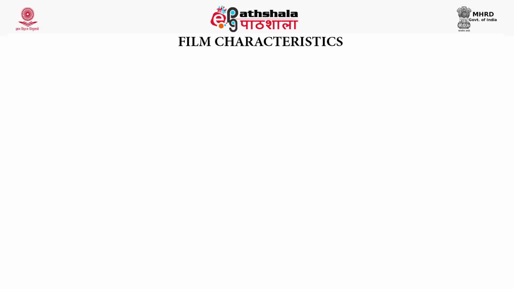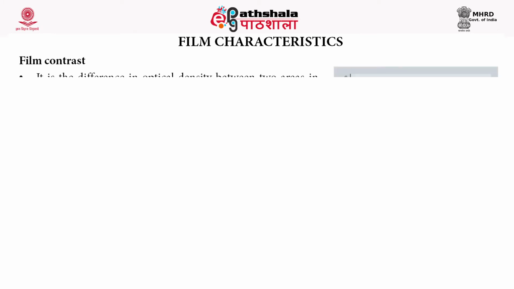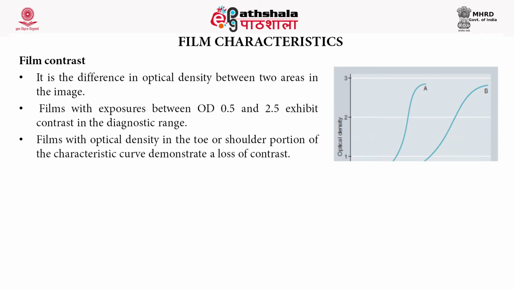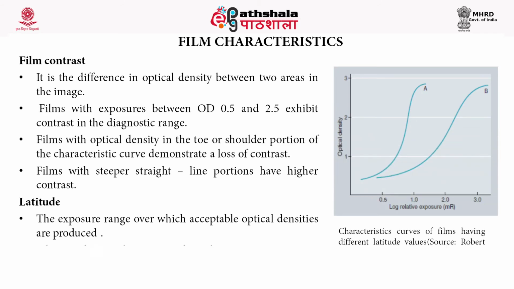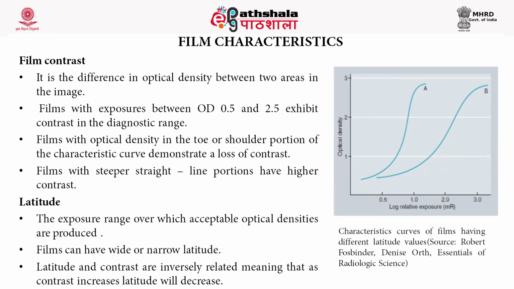Now what is meant by film contrast? It is the difference in optical density between two areas in the image. Films with exposures between optical density 0.5 and 2.5 exhibit contrast in the diagnostic range. Films with optical density in the toe or shoulder portion of the characteristic curve demonstrate a loss of contrast, whereas the films with steeper straight line portions have higher contrast.